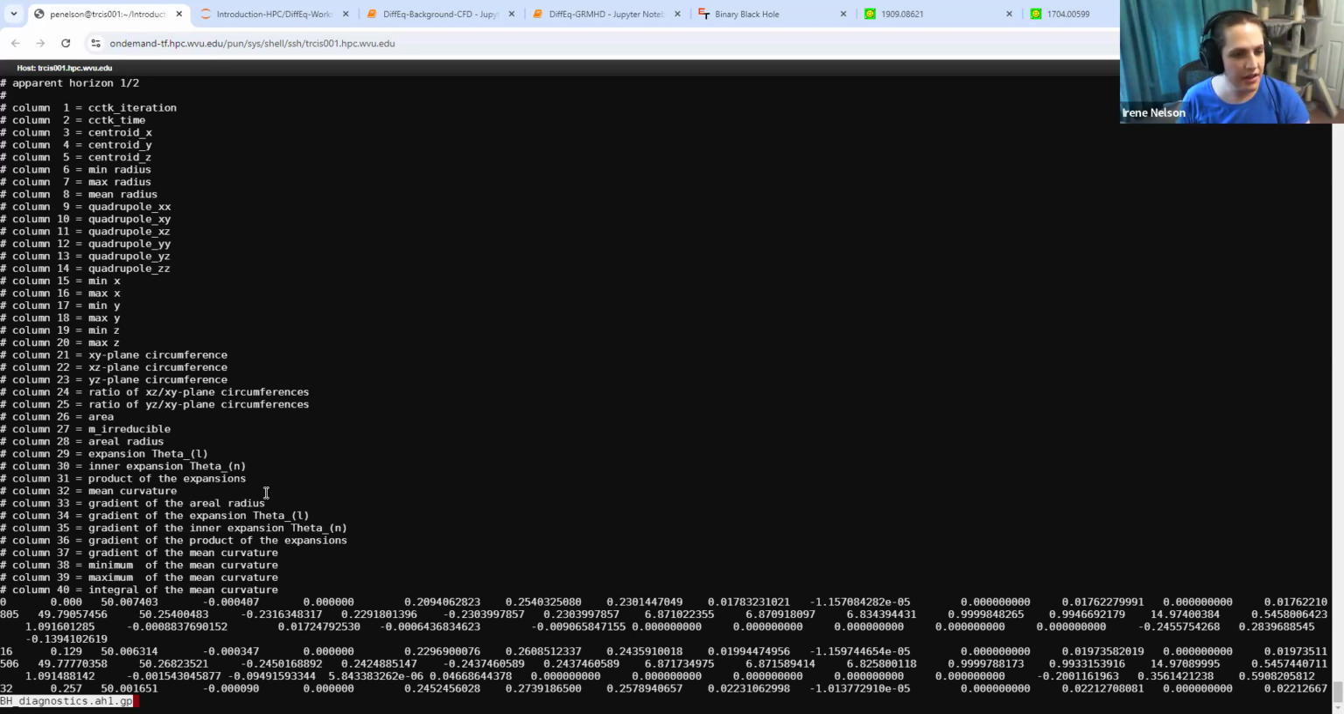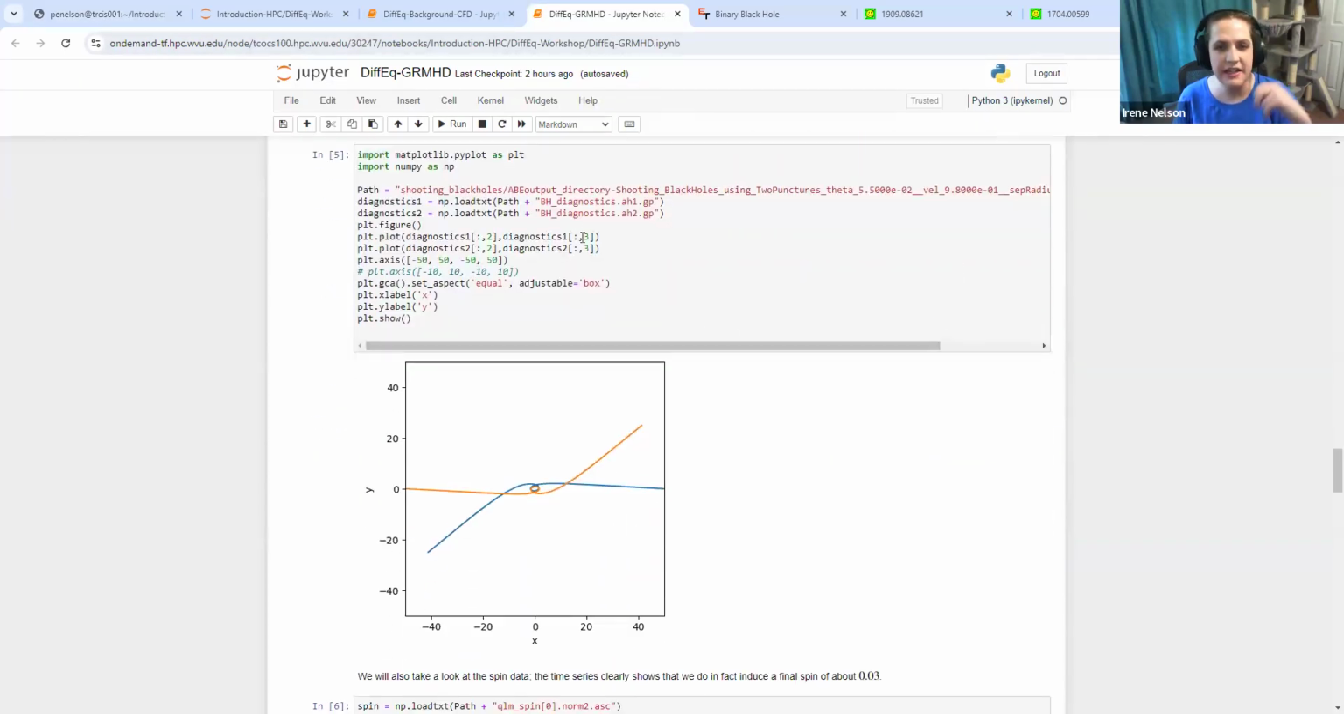We have the surface area of the horizon, its extent in the 3 dimensions, various cross-sectional areas. The ones that we really care about here are the centroids. So these will be the position of the center of the black hole in each X, Y, and Z. So if we go back to the notebook, I have plotted these out for us.